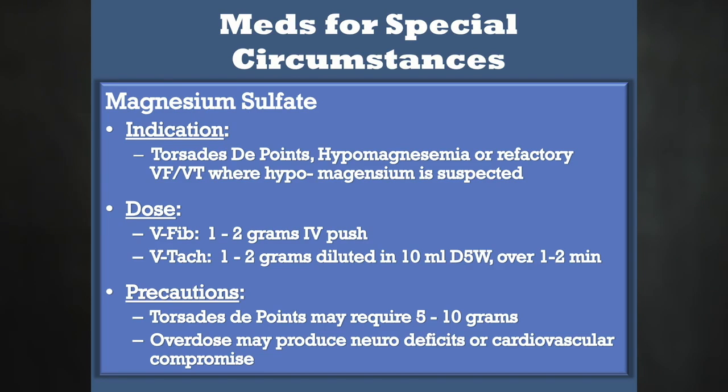Magnesium 1 to 2 grams added to your resuscitation sequence if your patient is in cardiac arrest, followed by your defibrillation sequence would be appropriate. If the patient's not in cardiac arrest, magnesium 1 to 2 grams diluted and given over several minutes is utilized. We have to be cautious with magnesium because too much magnesium can cause cardiovascular collapse or cardiac arrest.